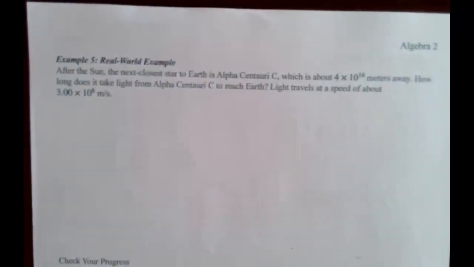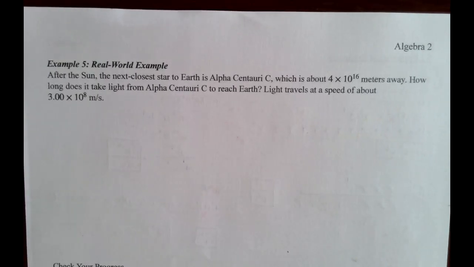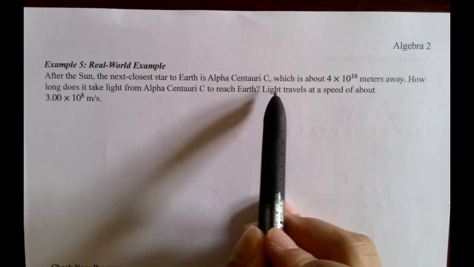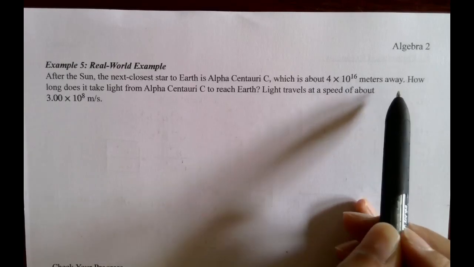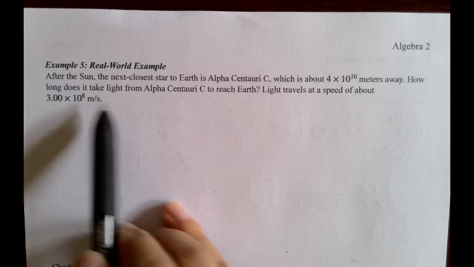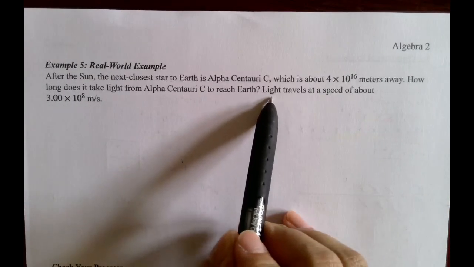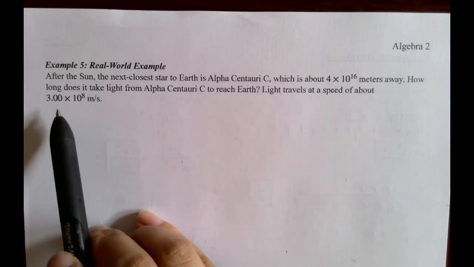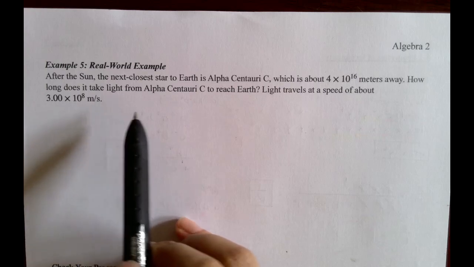Okay, so now we're going to do example 5, which is our word problem. So here, after the Sun, the next closest star to Earth is Alpha Centauri C, which is about 4 times 10 to the 16th meters away. How long does it take light from Alpha Centauri C to reach Earth? And then just extra, light travels at a speed of about 3.00 times 10 to the 8 meters per second.